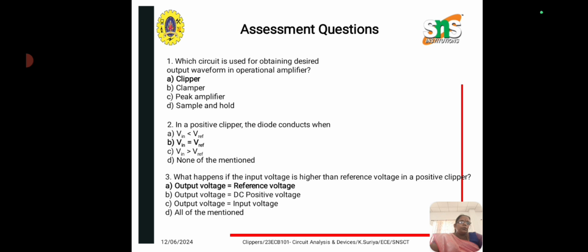These clippers are used in numerous applications such as transmission, overvoltage protection, modification of input waveform, voltage limiting, etc. So let us take up some assessment questions.